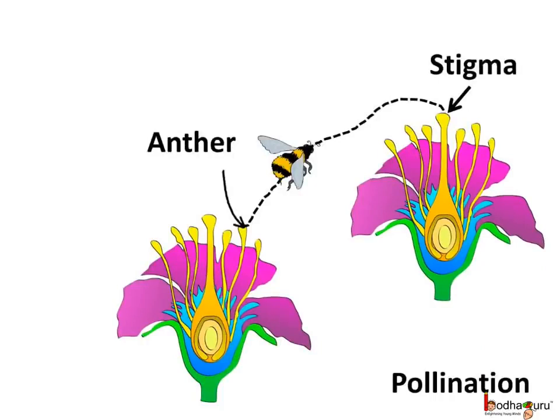Now we also know the insects help in the pollination, that is, transferring of pollen grains from the anther part of the male organ, which is stamen, to the stigma part of the female organ, which is pistil or the carpel.